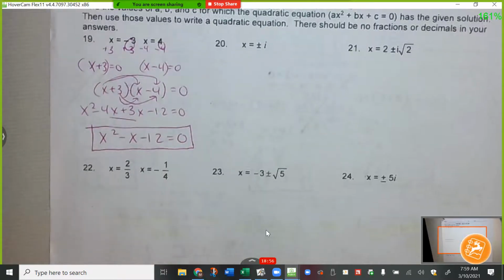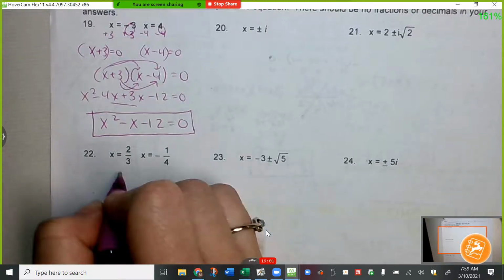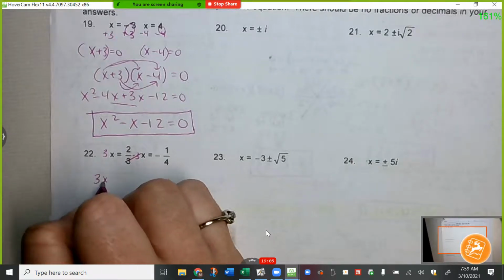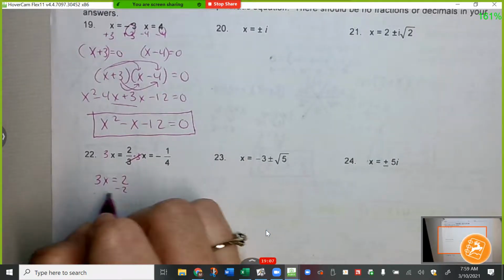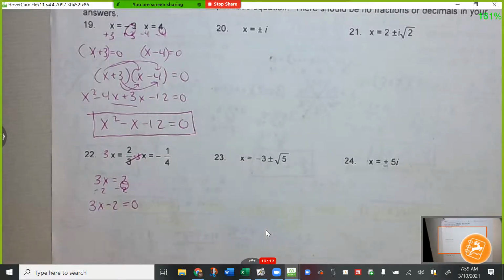Okay, so look at number 22. I'm not going in order because these two are alike, so I'm going to do them together. I need to multiply both sides by 3. So I get 3x equals 2. Subtract 2, 3x minus 2 equals 0. So that's how you get fractions.